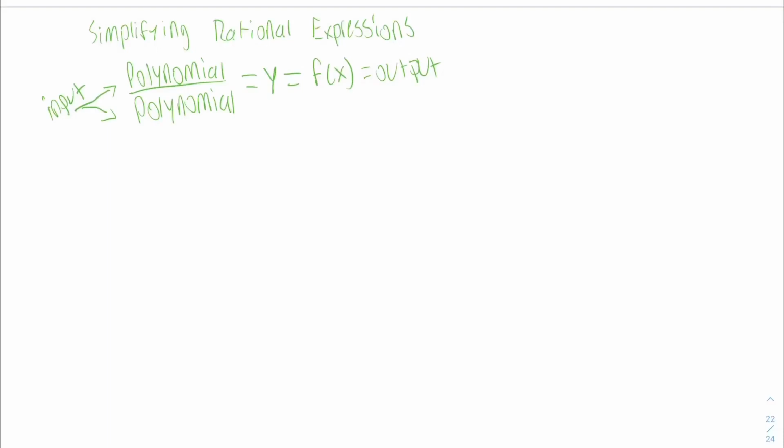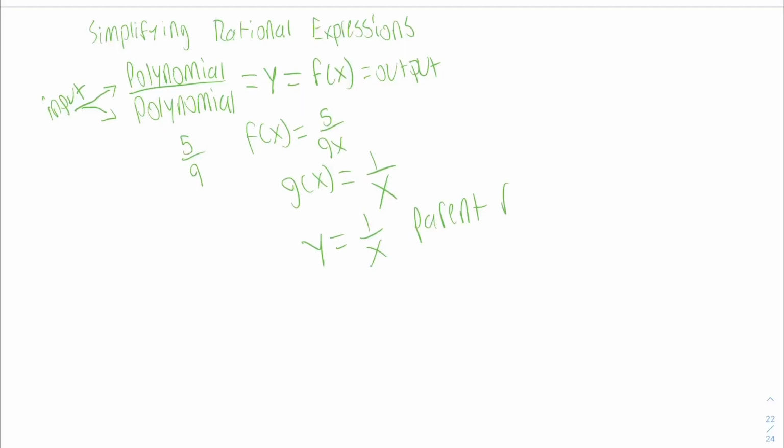So a rational number could be like 5/9. A rational expression, a rational function, would be like f of x equals 5/9x. The main idea for a rational function is that in the function, the x is in the denominator. So you have y equals 1/x. This is the parent rational function.